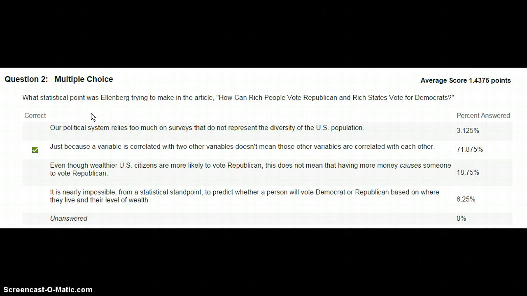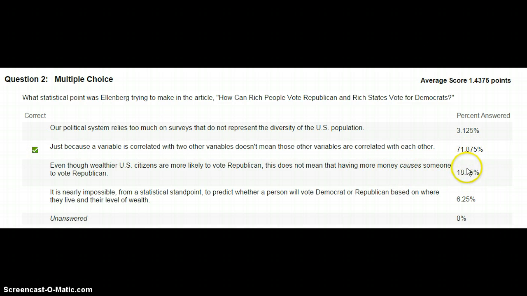So we had this article on how can rich people vote Republican and rich states vote for Democrats, which is kind of a little paradox, you might think. And most of you, I think, got this if you read the article. If variable A is correlated with variable B, which is correlated with variable C, it doesn't mean that A and C are correlated. In fact, they can be negatively correlated. So one correlation with something correlated with something else doesn't mean the other two things are correlated. So that is the correct answer.